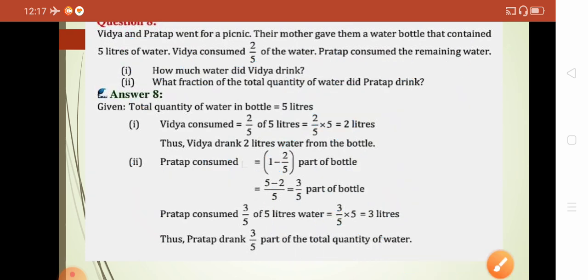So this is your exercise 2.2 based upon multiplication of fractions. I hope you all understand, because the questions are easy. Try to solve the left out parts that I have skipped for you.